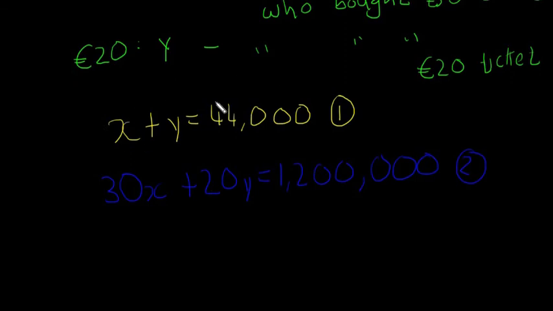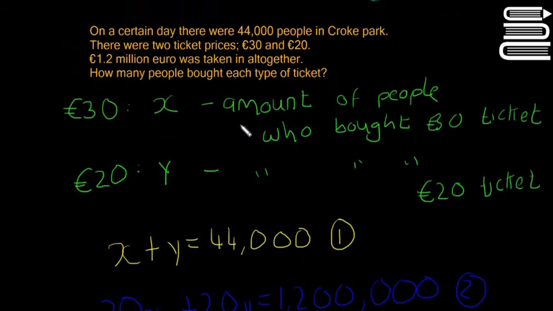Is that all good so far? So I'll go through one more time. So x is the amount of people who bought €30 tickets, y is the amount of people who bought €20 tickets, and since everyone who went to the game had to have bought a ticket, it has to be x plus y is equal to 44,000, because the amount of people is x and y.